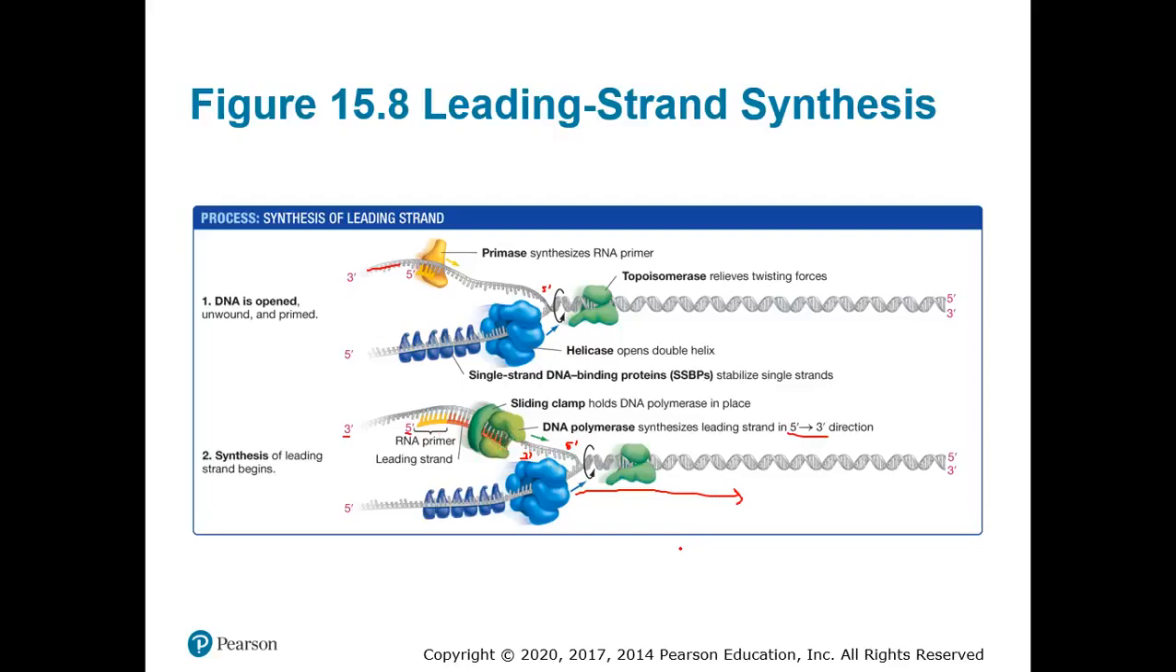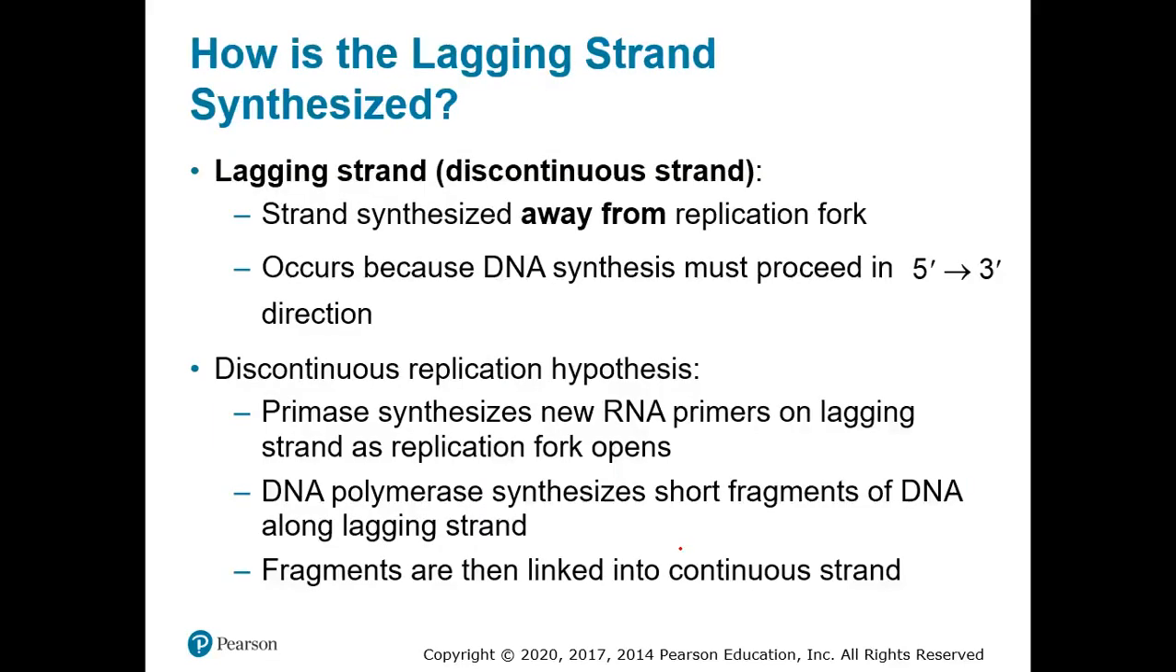Unproblematic, no issues whatsoever. Now, what about our problematic strand? Okay, that is what we call the lagging strand or the discontinuous strand. And the reason why is because of that directionality, right? DNA synthesis has to proceed in a 5' to 3' direction. And so because of the direction of our template, we have to make this new strand away from the replication fork. So it will not be able to proceed continuously all in one long go. Okay, and that's where this discontinuous replication hypothesis starts.